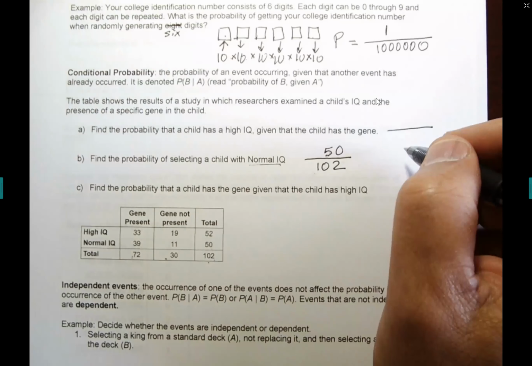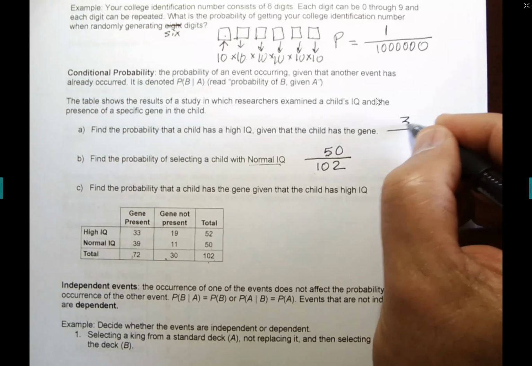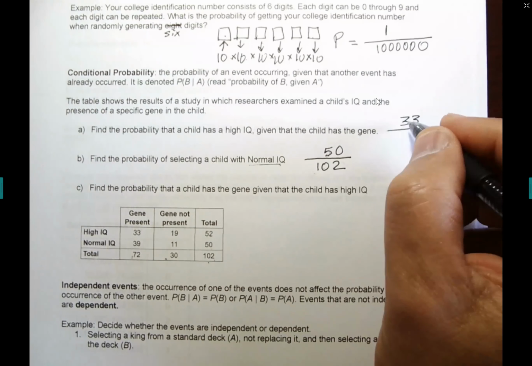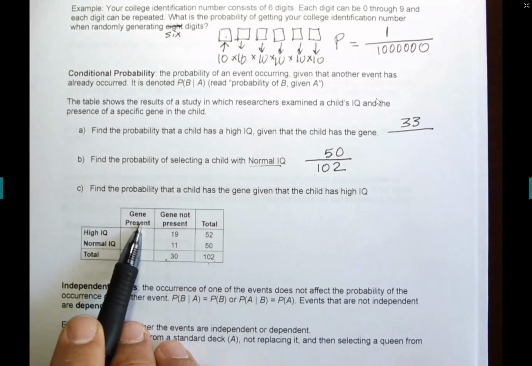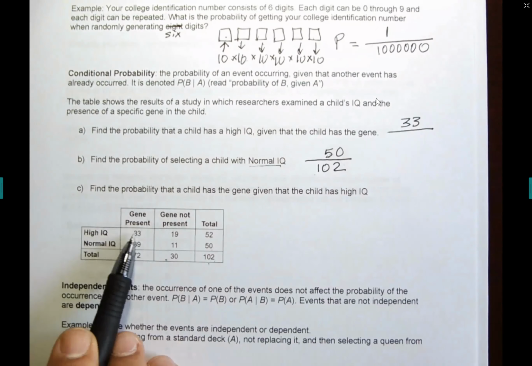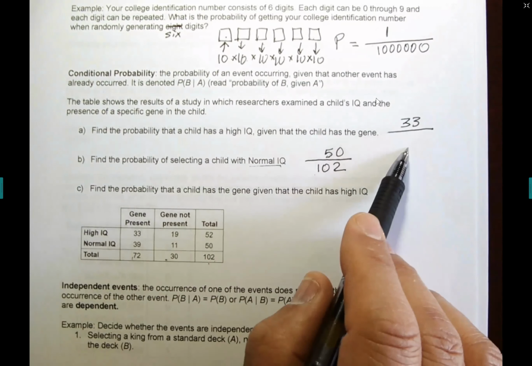That's not correct. Well, the numerator, yes, it is correct. 52 over 102. No, the numerator is correct. We want... you picked 33 because it says it has to have the gene and a high IQ. How many children have a gene and a high IQ? It's 33. That is correct. The denominator is not 102.